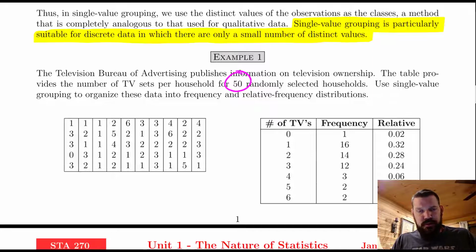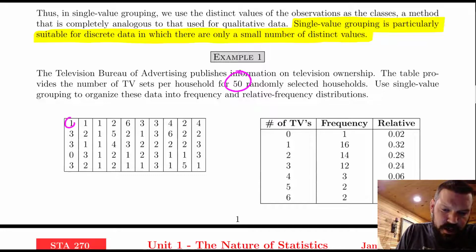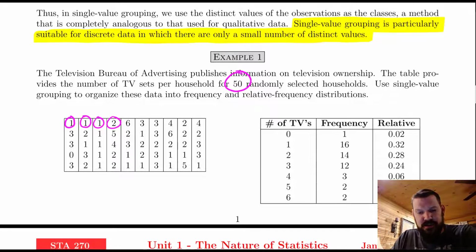So what I want to focus on right now is just what's on the left-hand side of our screen, which is the count. Each one of these data points represents how many TVs are in a household. So the first person that they questioned had 1 TV. The second person had 1. The third had 1. The fourth had 2 TVs in their house. And we could keep going on through the list.